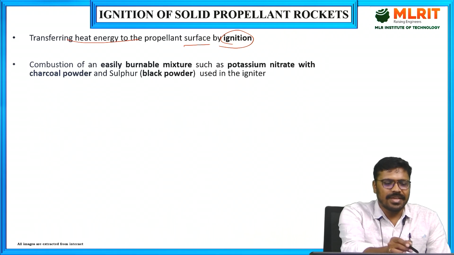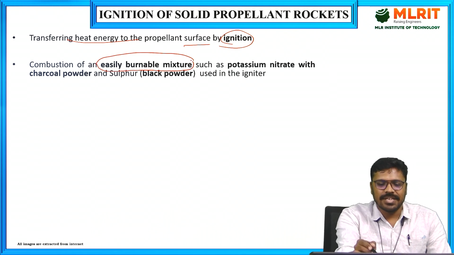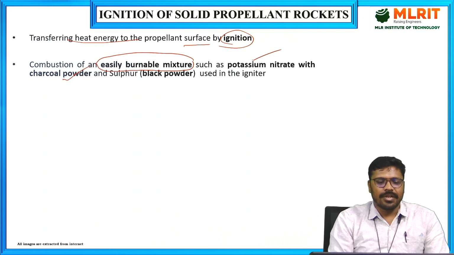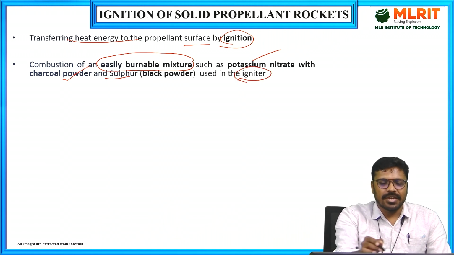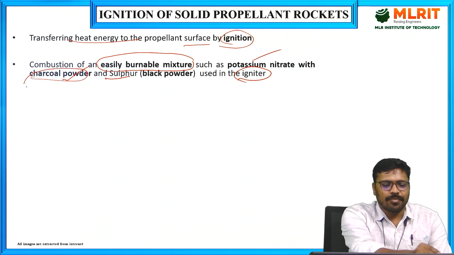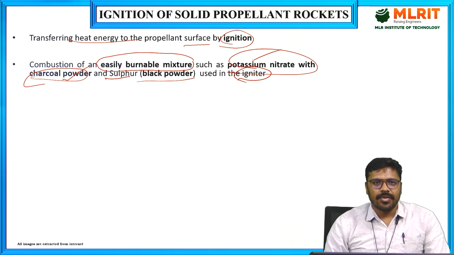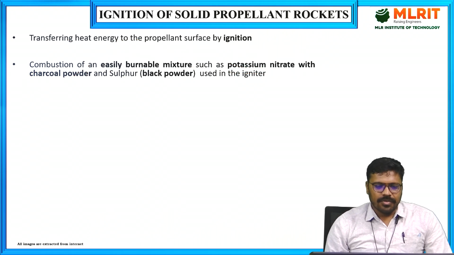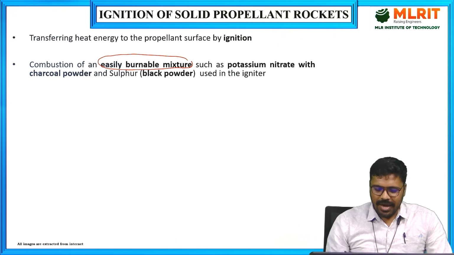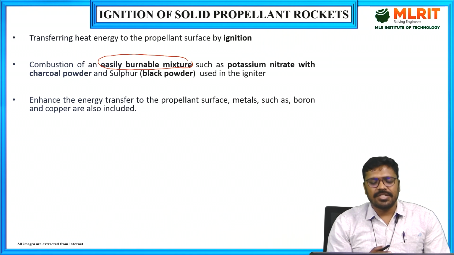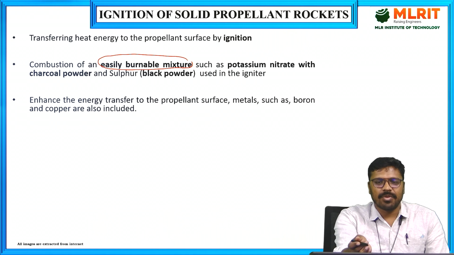So how does this ignition process happen in the solid propellant rocket motor? In the igniter, we place easily burnable mixtures such as potassium nitrate with charcoal powder and sulfur. The mixture of potassium nitrate with charcoal is also called black powder. This easily burnable mixture will start the ignition process immediately, and then the energy is released and transferred to the solid propellant grain surface.